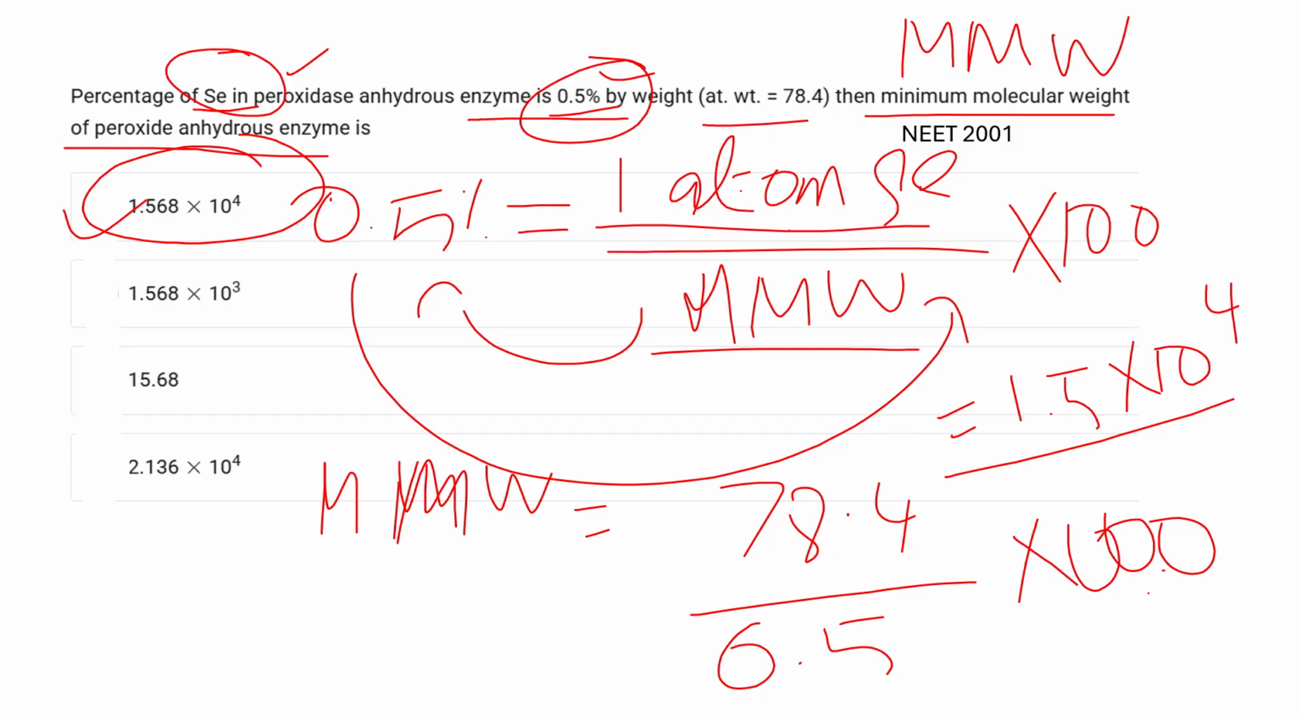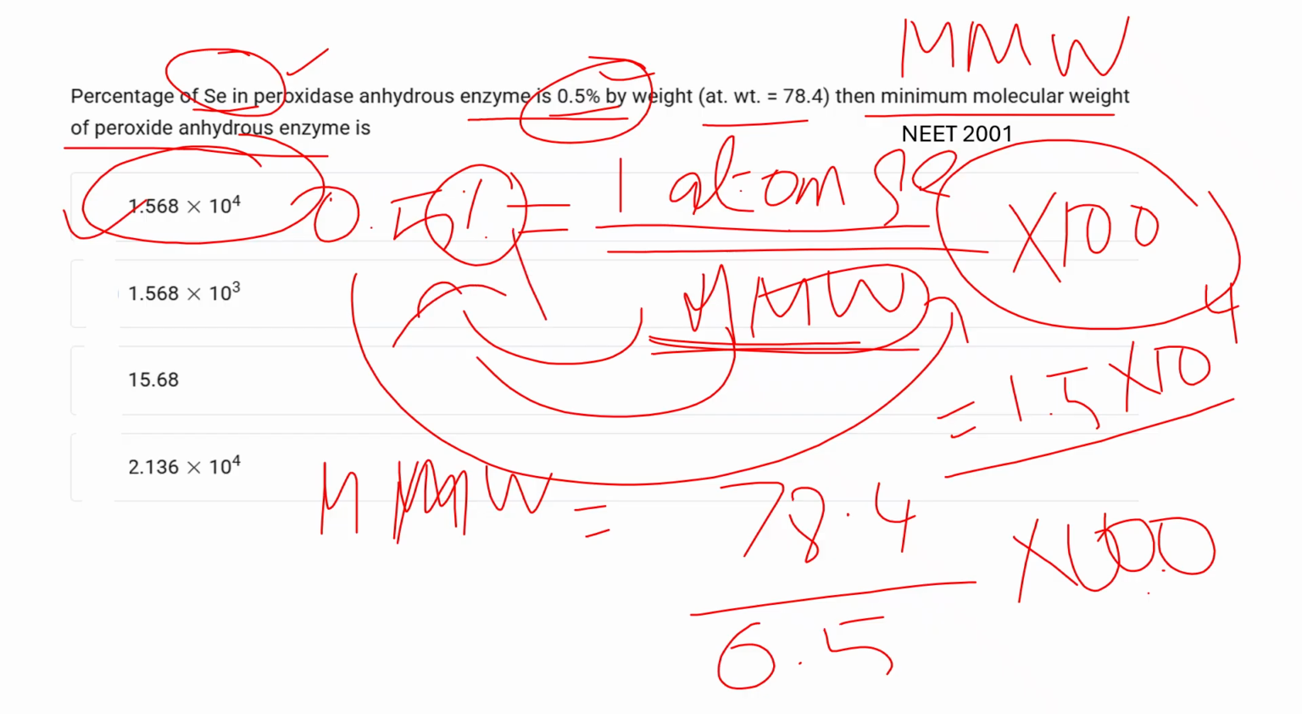Simply think, there is 0.5 percentage of selenium by weight. The selenium should be present as one atom in the minimum molecular weight of the enzyme, which is multiplied by 100. Why am I multiplying by 100? Because I need to convert into percentage. So it goes here, then this comes here, then we solve. This is the answer. This is a very easy question, but it is mentally very tough. We need to understand the question first so that we can solve it.